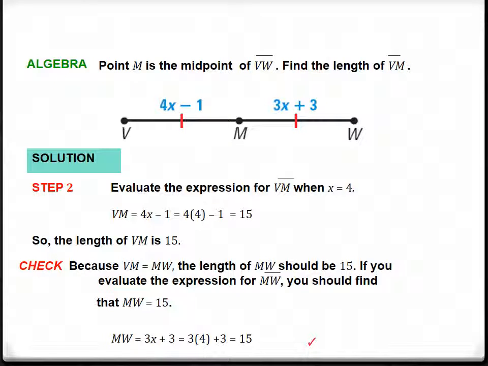Now, another thing that you could do is, what if instead now I want VW? Well, if I want VW, you can use the segment addition postulate. We know VM is 15. We know MW is 15. So now we can add 15 plus 15. So VW is 30.